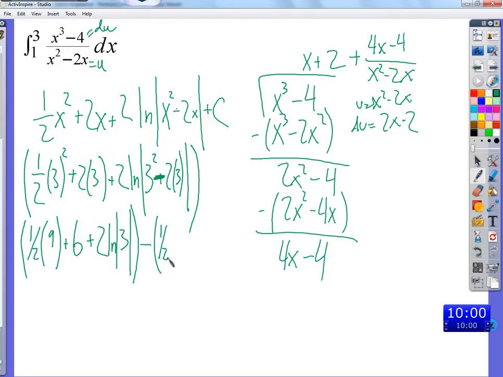And it's 1, so 1 plus 2 plus 2 natural log. Negative 1.